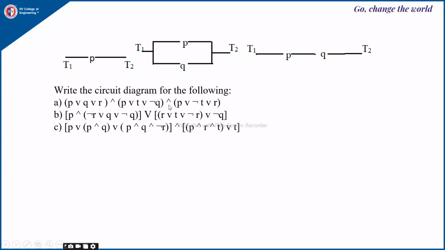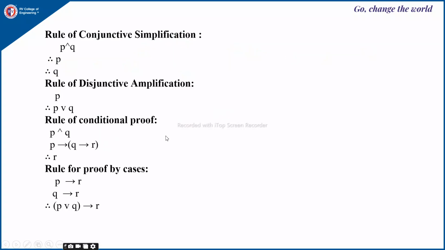So now for the given expression we need to write the circuit diagram. Here you can observe the first expression, second expression and third expression. Between each of these expressions you have a series connection. Expression 1 is a parallel connection with P, Q and R, and the second expression is P, T, negation of Q. They are connected in parallel, and the third expression is P or not of T or R. So P, not of T and R are connected in parallel. Likewise you can draw the circuit diagram for the remaining expressions.